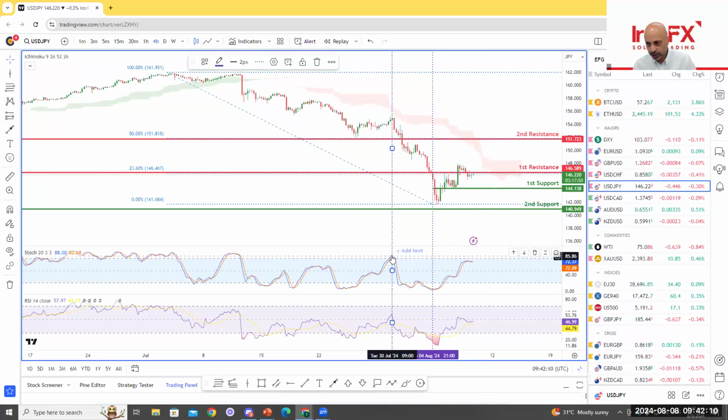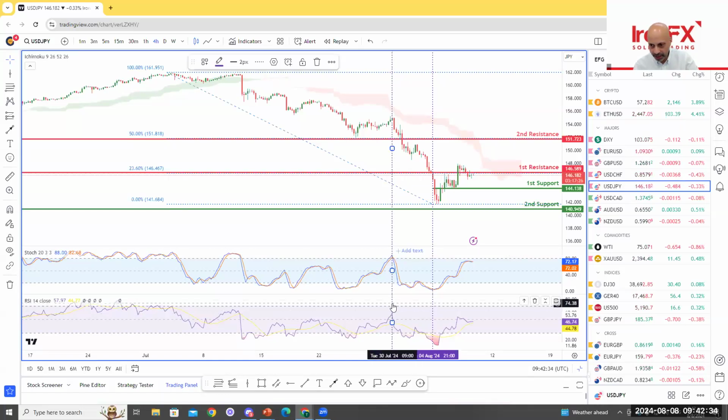The last time we saw the stochastic oscillator hit 88 was when dollar yen was retracing higher to about 155 on 30th July and then reversed to drop lower. You can see that the cloud itself functioned as an area of resistance. At the same time, we had a stochastic oscillator climbing above 80 to indicate a potential overbought condition.